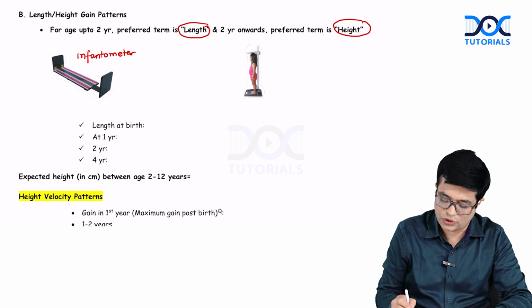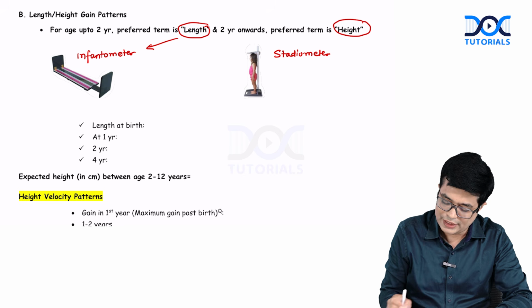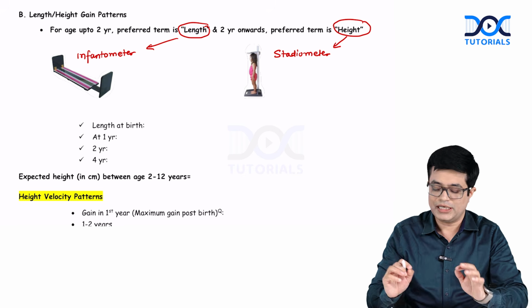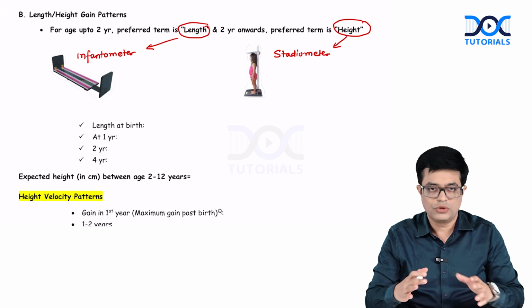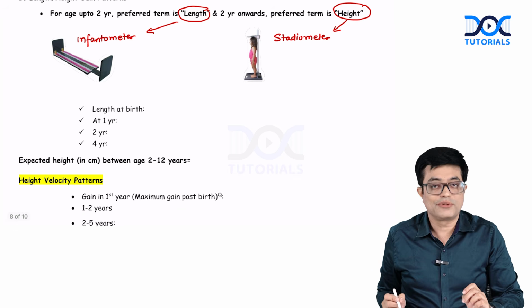And this device is called a stadiometer. So infantometer is used to measure length, and height is checked in a child by stadiometer, right? So they can ask you to identify the device which is being used. Then there are ready reckoners related to this as well.